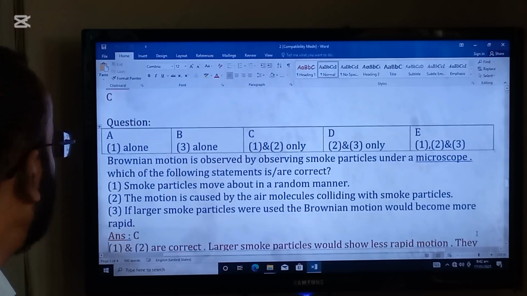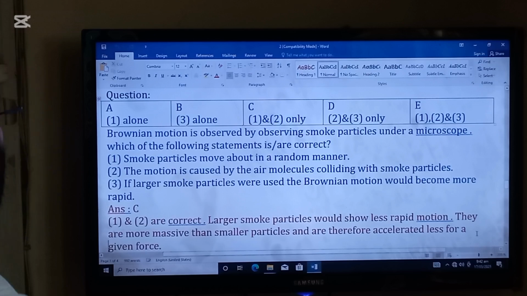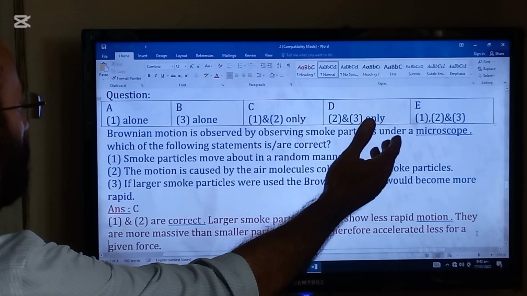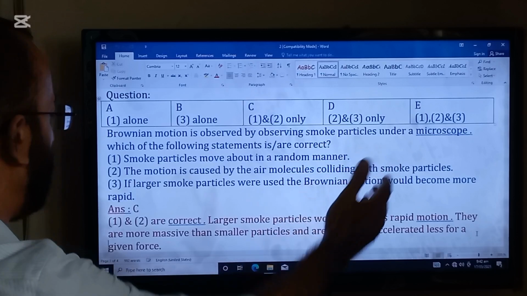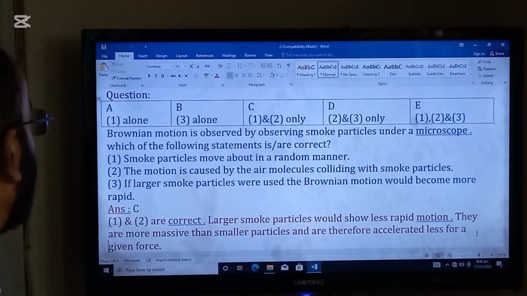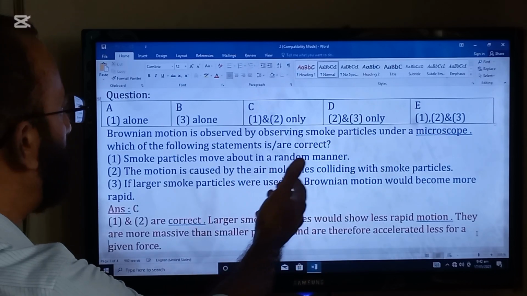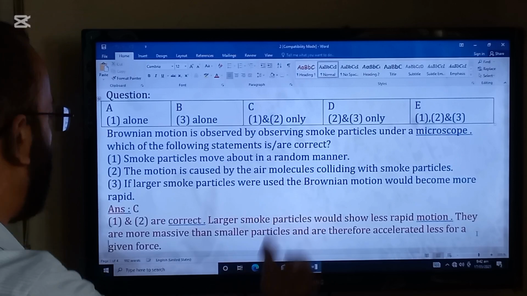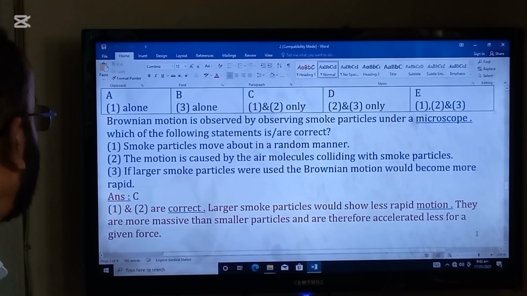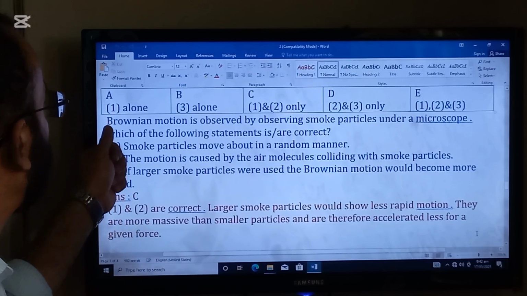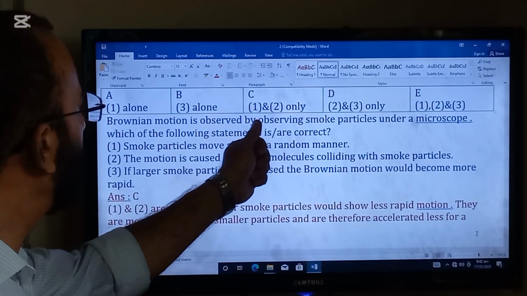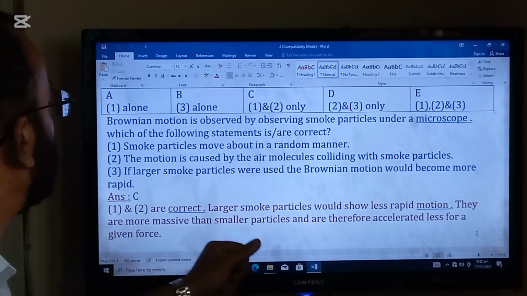Here is another question. So here are some options. Brownian motion is observed by observing smoke particles under a microscope. Which of the following statements are correct? So option 1 and 2 are right. Actually, only 1 and 2 are right.